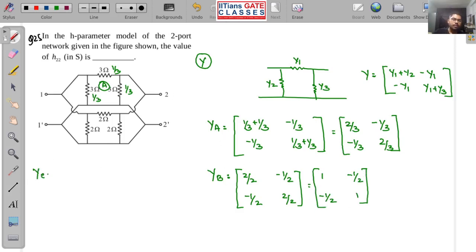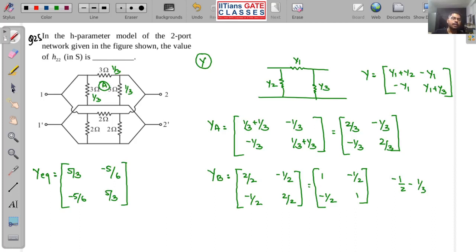So what will be Y equivalent? Y equivalent will be YA plus YB. So now I need to add. Directly I am writing, it will be 5 by 3, and minus 5 by 6. Sorry, minus half minus 1 by 3 is minus 5 by 6. And again this will be minus 5 by 6, and this will be again 5 by 3. Fine. So this is my Y equivalent.